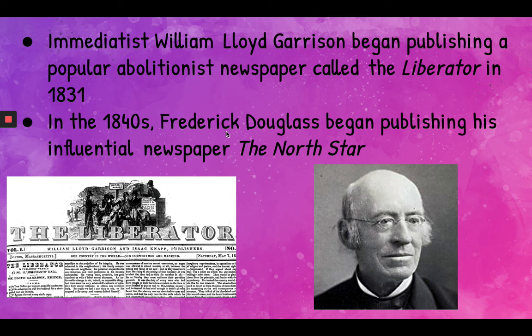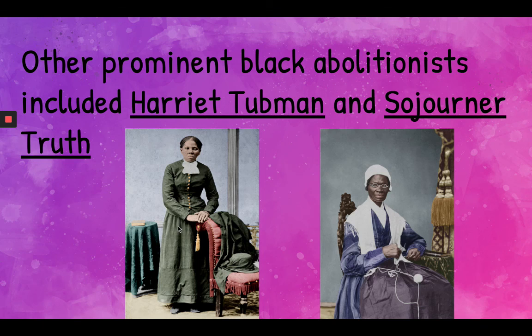And Frederick Douglass, who we should all know, was a protege, kind of worked underneath William Lloyd Garrison, and eventually began his own newspaper, kind of a spin-off, called the North Star. Other prominent abolitionists you should be familiar with are Harriet Tubman, who led the slaves out of the South on the Underground Railroad, and Sojourner Truth, who was more of an activist and a speaker. She was a former slave, just like Harriet Tubman, and she's most known for her speech called Ain't I a Woman. You should look that up.